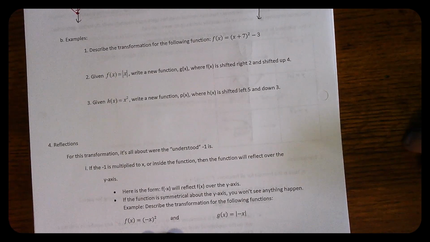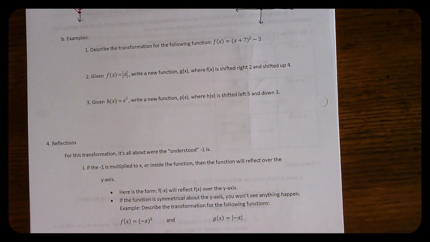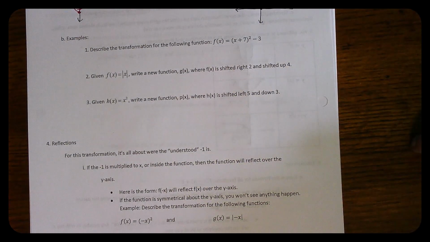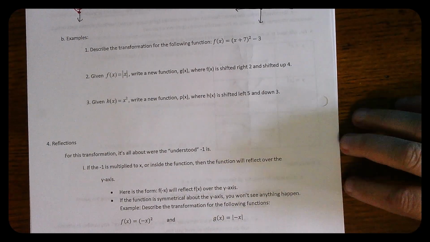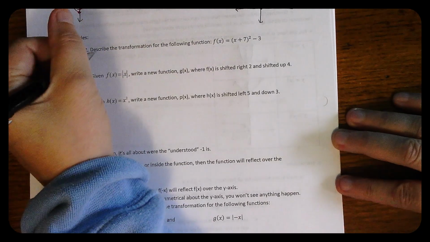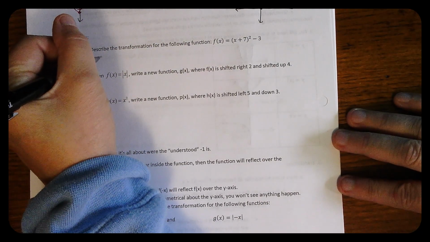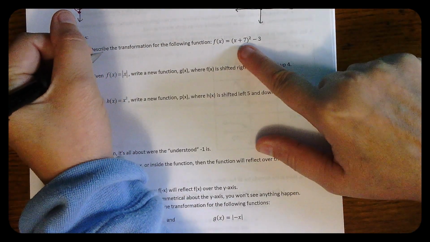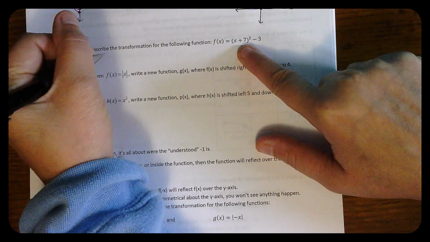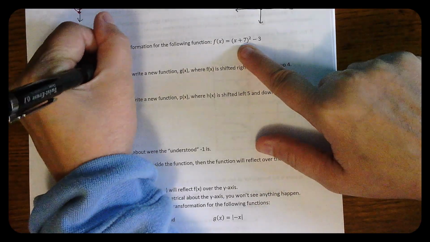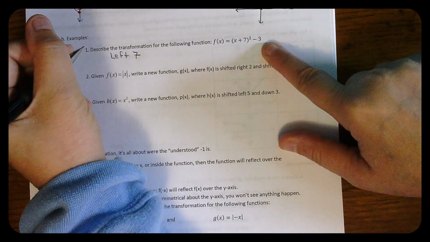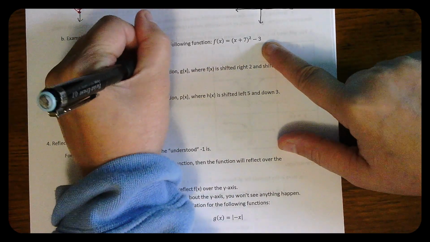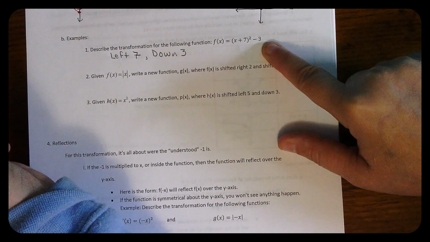Okay, now pause the video and see if you can describe the transformations on these 3 or write the function that you're given. All right, pause it and try it and then come back with me. Okay, first, describe the transformation for the following function. So we have a plus 7 in there with the x. The x's don't play nice. That's left 7. We have a minus 3. That's down 3. How'd you do on that one?